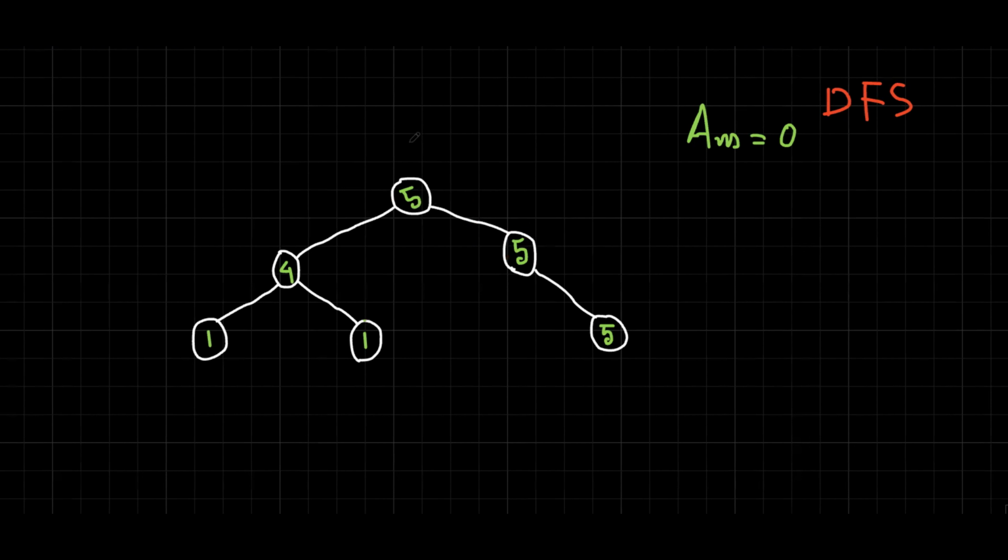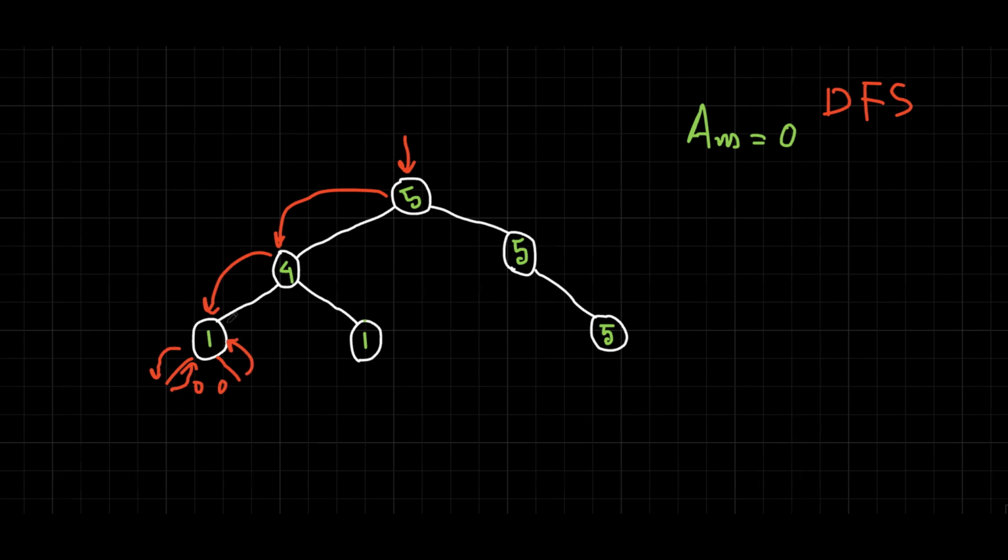Initially, our call starts from the root 5. From 5, we will get to the 4. Is 4 equal to 5? No. From 4, we will get to the node 1, and from 1, we will get to its left child. But its left child is null, so it will return the value 0. And similarly, its right child will return the value 0.